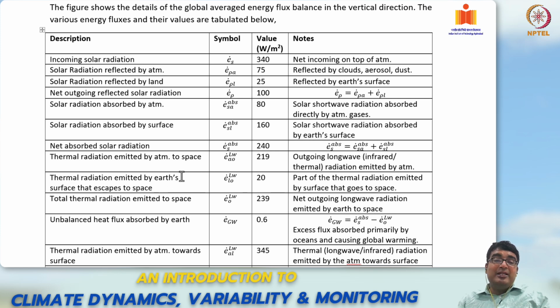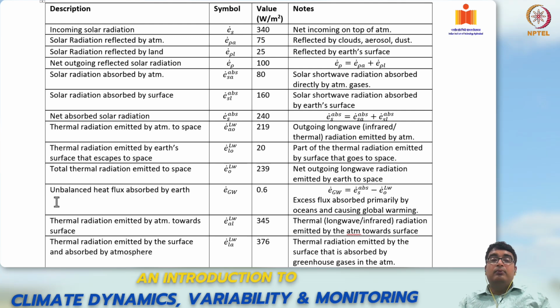Thermal radiation emitted by Earth's surface that escapes to space, E dot land outward long wave. E dot from land outgoing long wave radiation is 20 watt per meter square. Total thermal radiation emitted to space is then E dot outward long wave, which is the sum of these two, 239 watt per meter square.